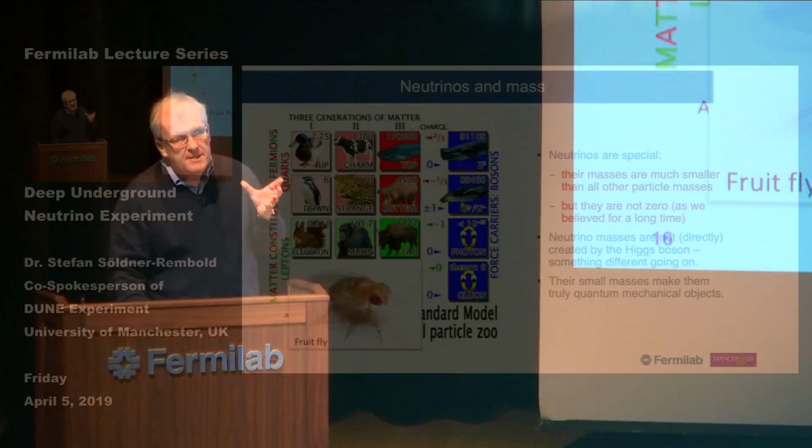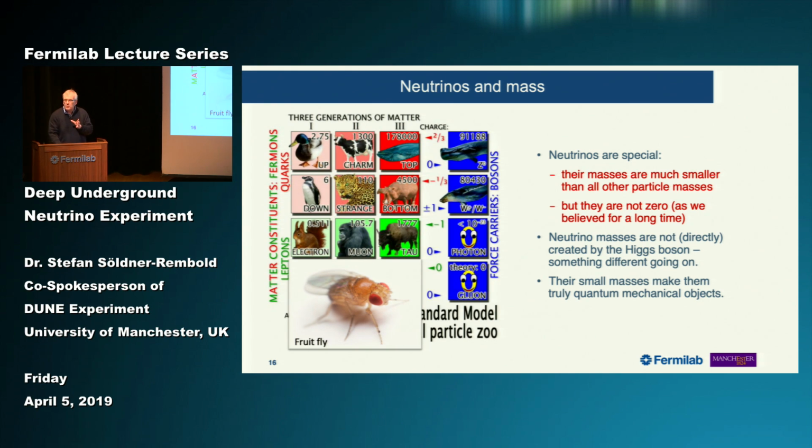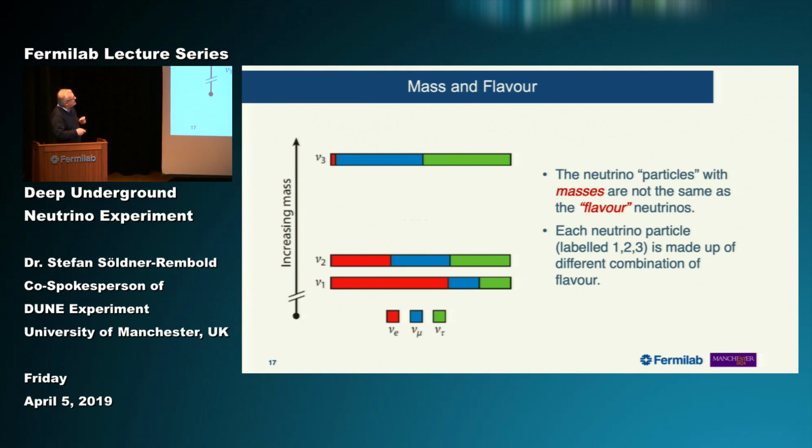The other thing is that because the masses are so small, neutrinos are truly quantum mechanical objects. We tend to think of particles like little balls which go through space. That's not true when you have an object like this. And this has consequences, because the neutrino particles is actually not what I showed you before, the ones which have the flavor. The neutrino particles, in order for it to be a particle, it has to have a mass. And it turns out that you have to look at the neutrinos in a different way when you talk about them in terms of mass or when you talk about them in terms of what we call flavor. And one is a mixture of the other.